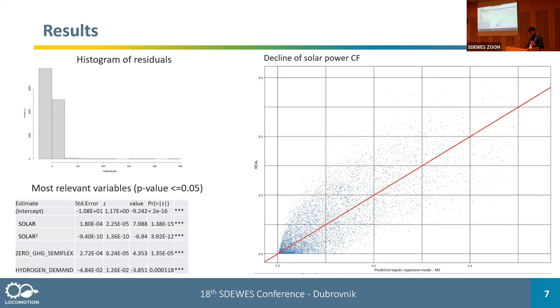Regarding the most relevant variables, we can see here that the estimate for solar power energy is based mostly on the influence of the capacity of solar and the quadratic term of solar.